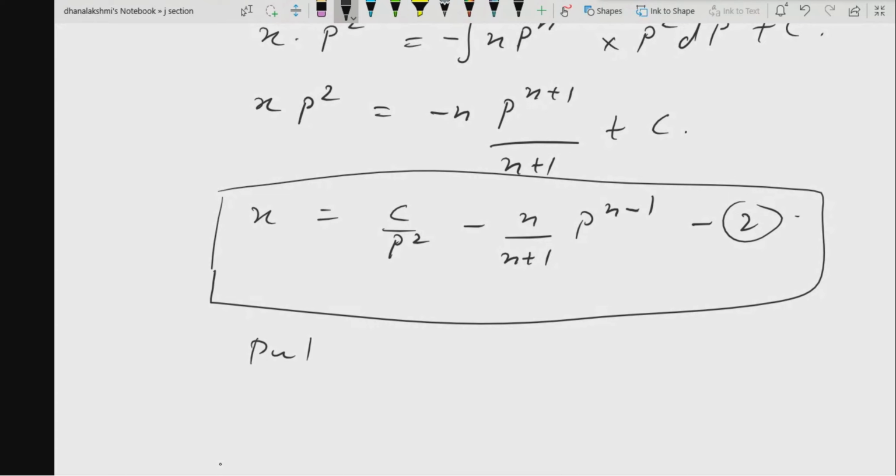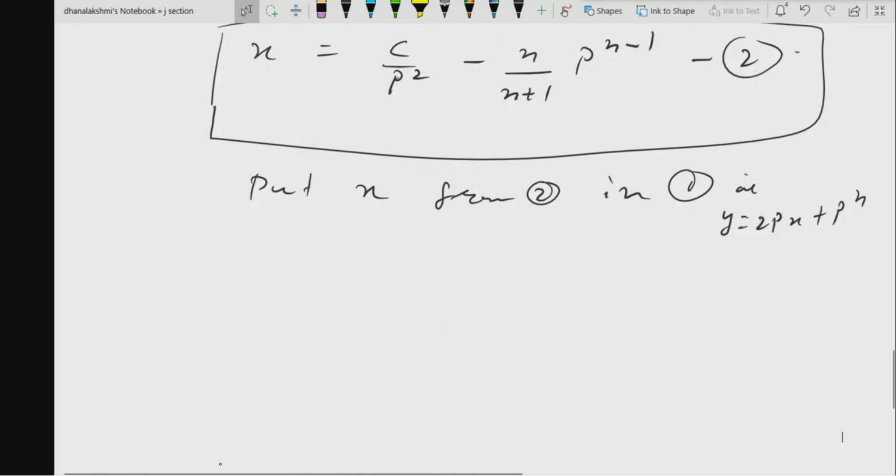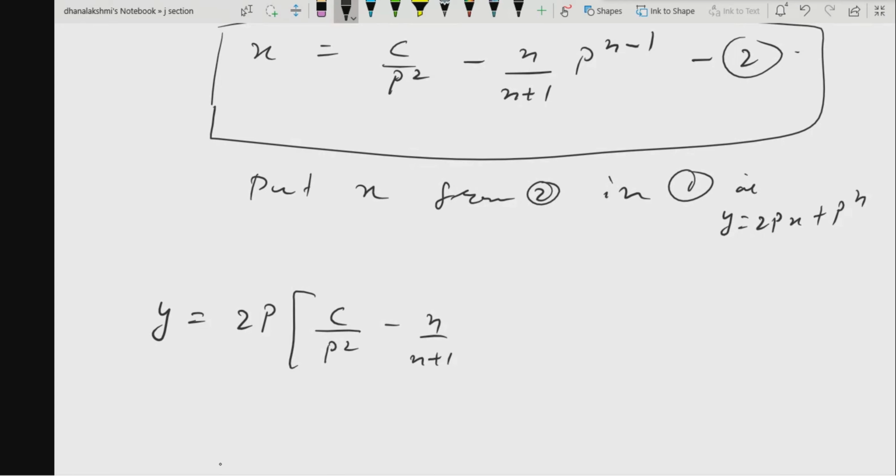So now put x from 2 in 1. What is 1 actually? Y is equal to 2px plus p to the power n. This is 1. So here you have to substitute your x value from equation 2. So you will get y is equal to 2p as it is, X value I am substituting, so c by p square minus n by n plus 1 into p to the power n minus 1, plus p to the power n.